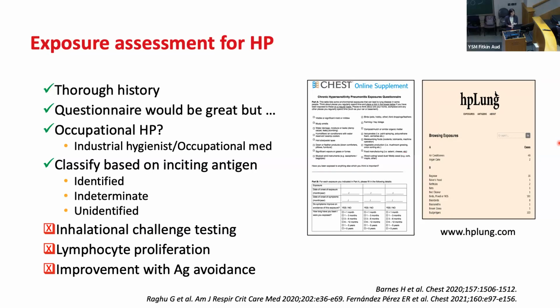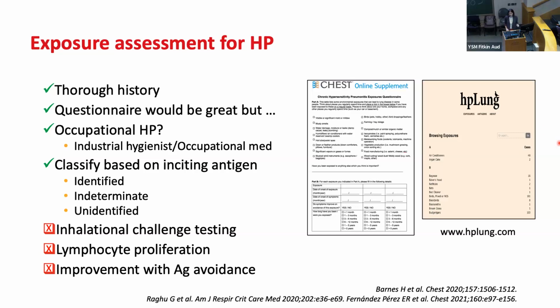Everybody should take a thorough history, should use a questionnaire. That would be great. At the time, there wasn't a validated one. Probably look for occupational HP, get an industrial hygienist involved, and then classify based on the inciting antigen. The difference being ATS says exposure, yes or no, and the CHEST one says identified, indeterminate, which is probably where most of us sit, and there's an algorithm for that, versus unidentified. And I think that's actually more nuanced and probably more clinically applicable.